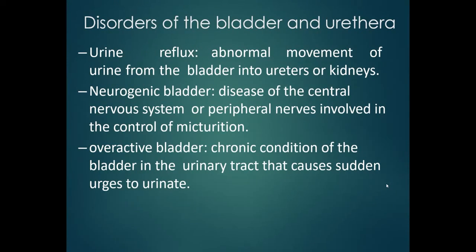So that includes urine reflux. This is the condition where the urine from the bladder into the ureters or kidneys is moving but in an abnormal manner. Okay, then the neurogenic bladder, where the central nervous system or the peripheral nervous system is not controlling the micturition, as in small babies. They are not able to tell you when they are going to pass the urine. The same condition is going to happen to you. And last is the overactive bladder. In this condition, the urinary tract causes your body to pass high amount of urine.